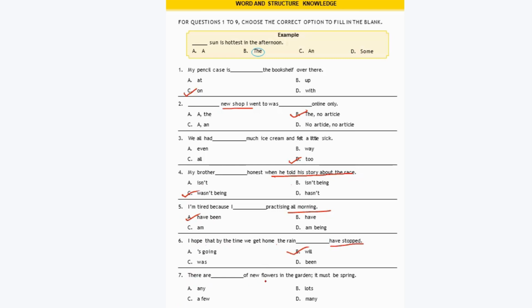"There are dash of new flowers in the garden. It must be spring." So should it be "any of new flowers"? No, it is lots of new flowers in the garden. It must be spring.